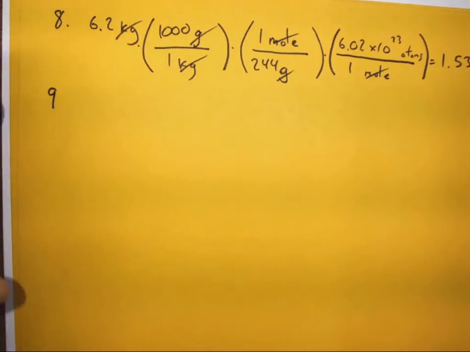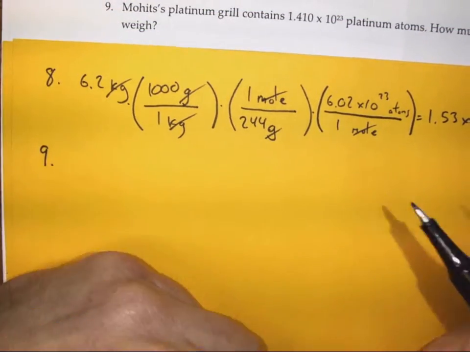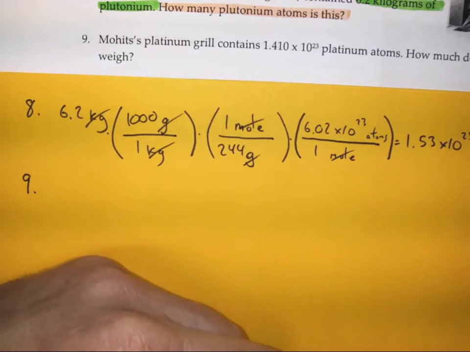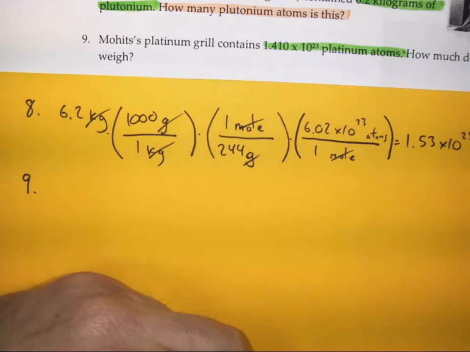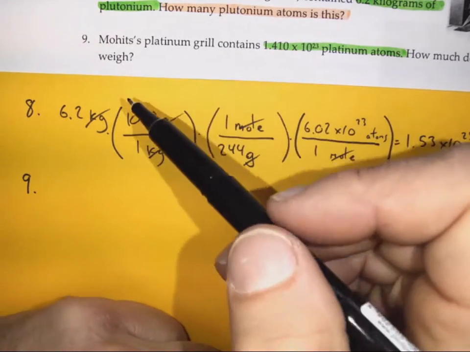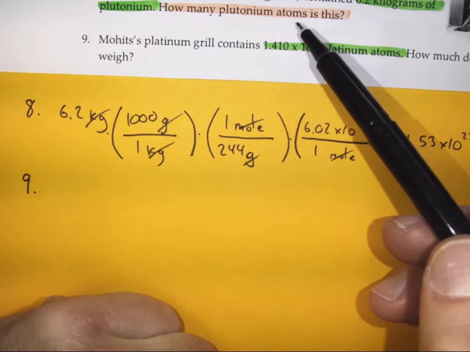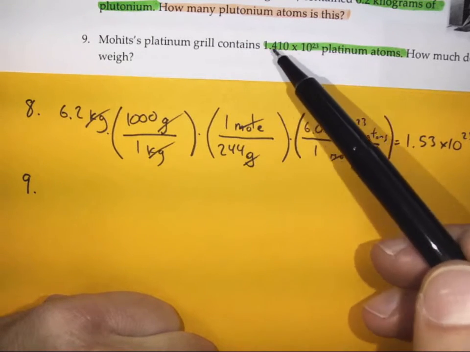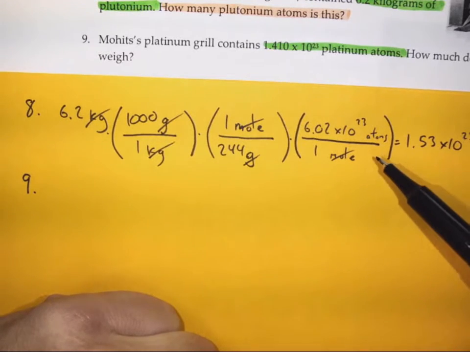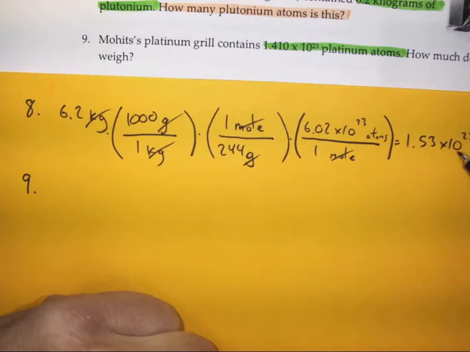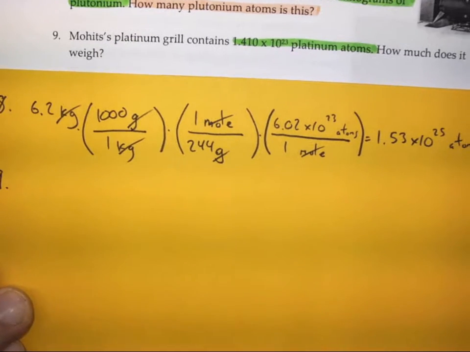All right, moving on to question 9. Mowat's got a platinum grill, and it contains a certain number of platinum atoms. And the question is, what is its mass? If we look at the last question, we started with mass, and we ended up going to atoms. Here, we're given a number of atoms, and we're asked to give a mass. So we're going to end up going backwards here. We can imagine undoing everything we just did. Let's take a look at how that looks.